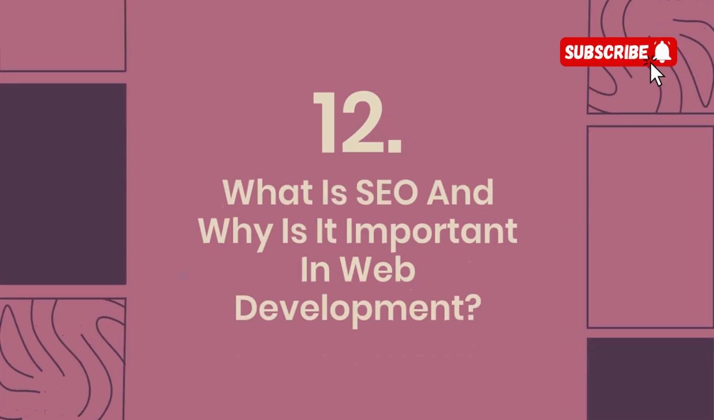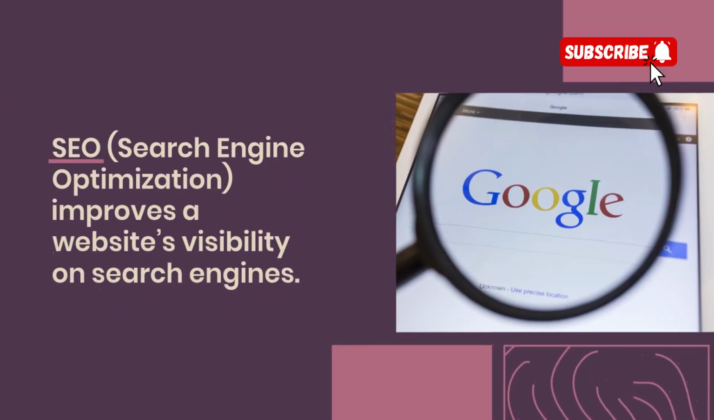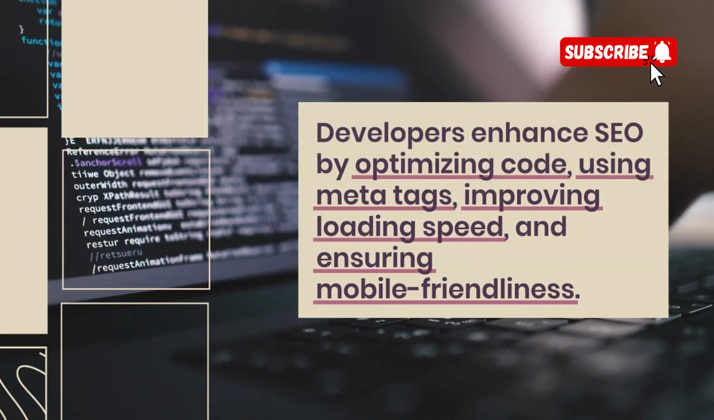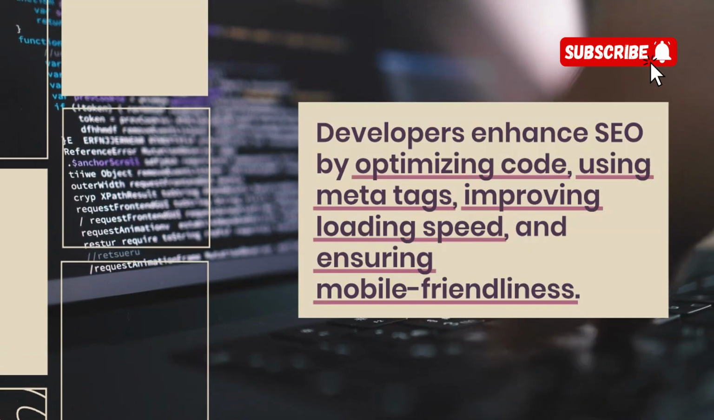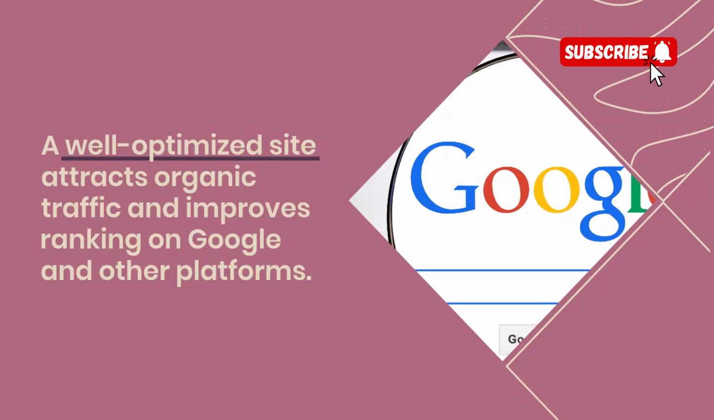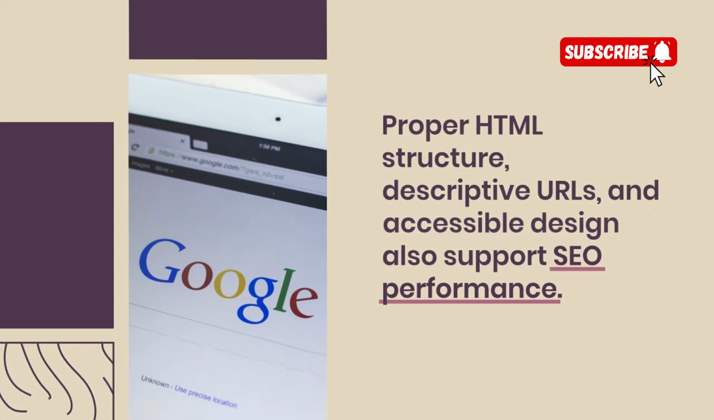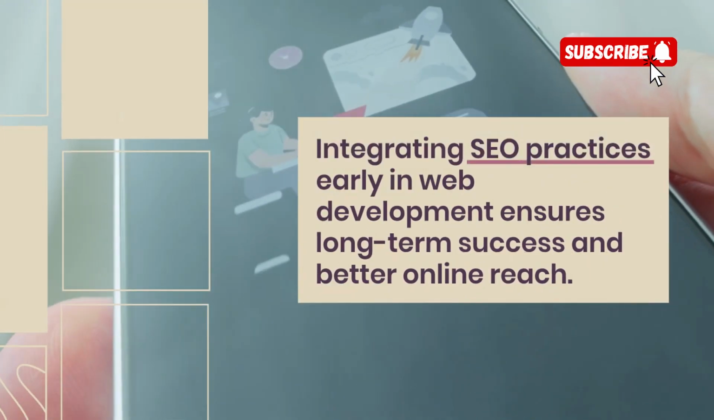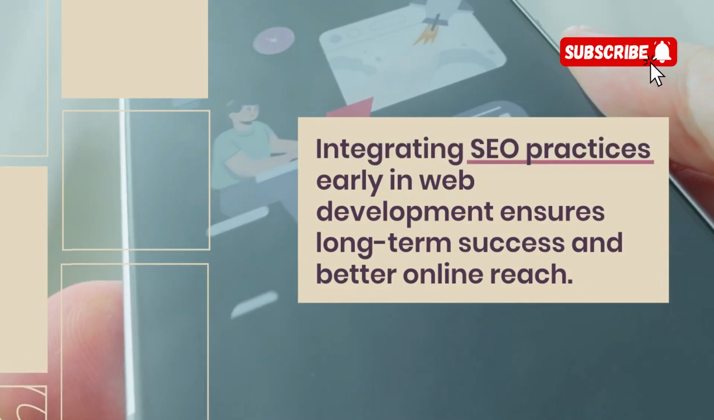12. What is SEO and why is it important in web development? SEO, search engine optimization, improves a website's visibility on search engines. Developers enhance SEO by optimizing code, using meta tags, improving loading speed, and ensuring mobile friendliness. A well-optimized site attracts organic traffic and improves ranking on Google and other platforms. Proper HTML structure, descriptive URLs, and accessible design also support SEO performance. Integrating SEO practices early in web development ensures long-term success and better online reach.